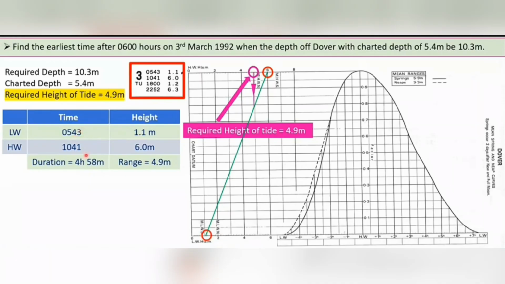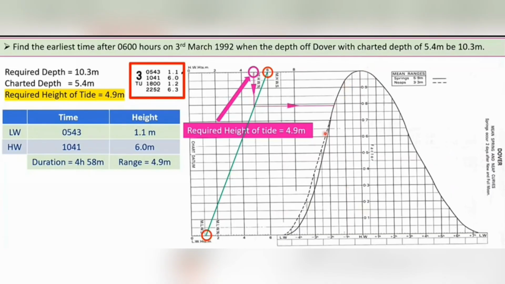Now we can see it's a flood tide. Why? Because 0543 was low water, high water is 1041, so it's flood tide. So the height of tide when it is 4.9 meters, that shall be a time before high water. So that means when we go horizontally from here, we'll be stopping on the left side. That means before high water. So we go to the left up to the curve.